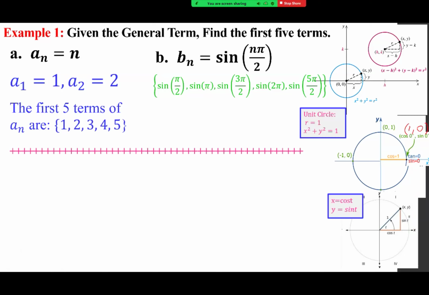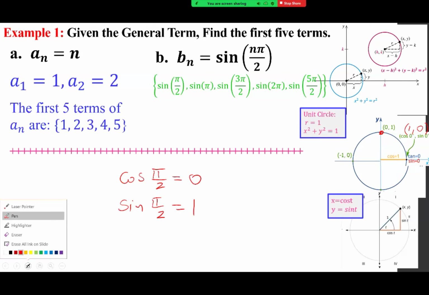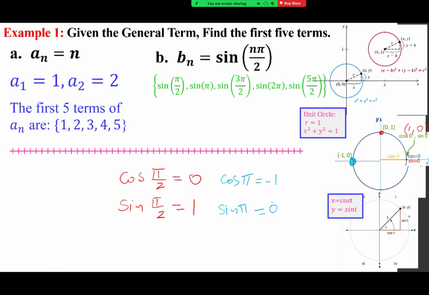Now when we look at this one, I'm going to write it here. Cosine of pi over 2 or 90 degrees is 0, the x coordinate. Sine of pi over 2 or 90 degrees is 1. This one has coordinates negative 1, 0. That means cosine of pi or 180 degrees is negative 1. Sine is 0.